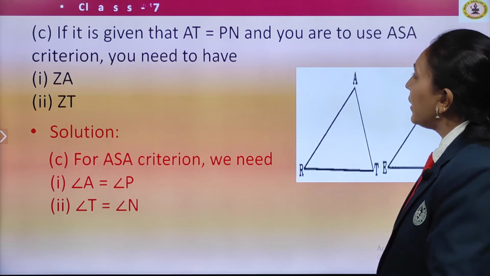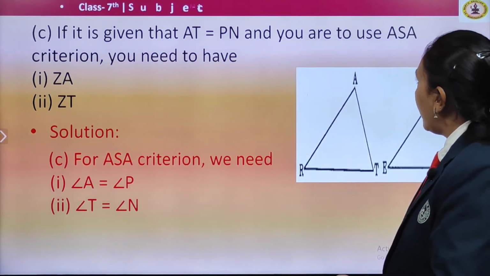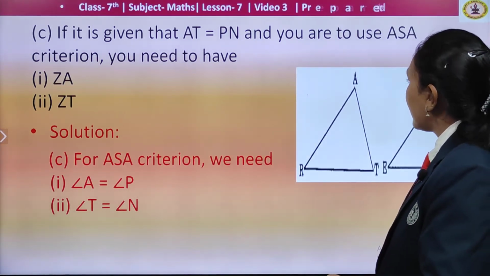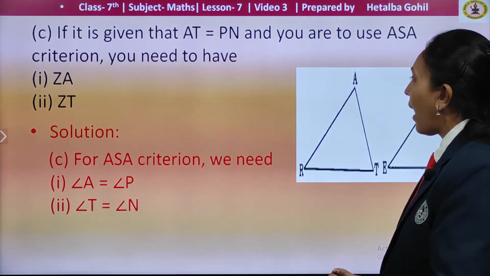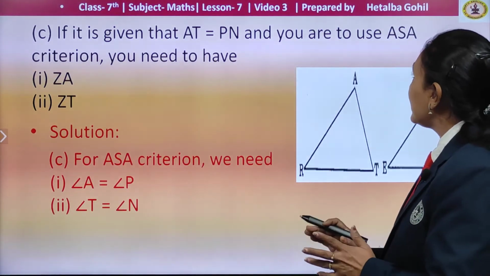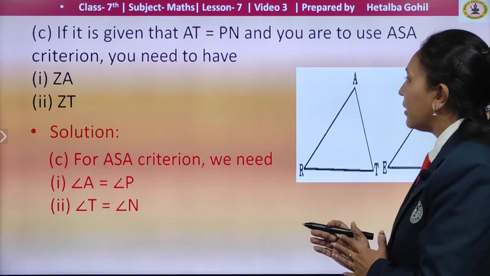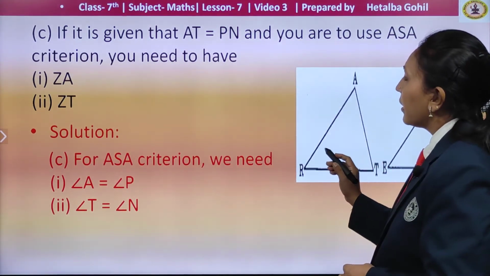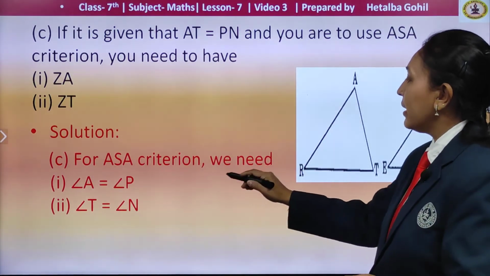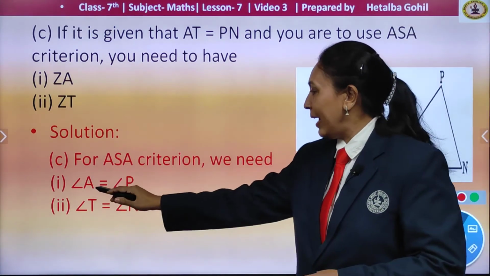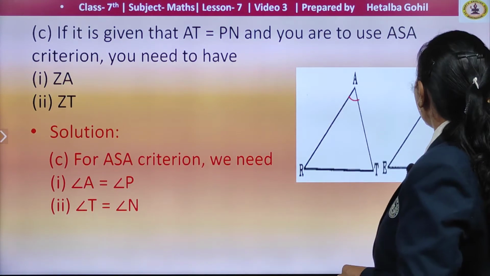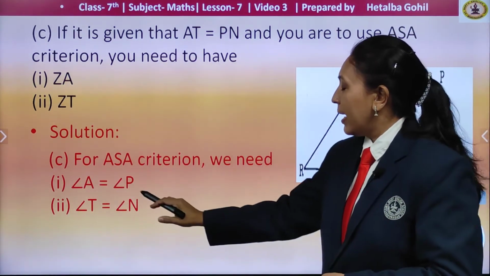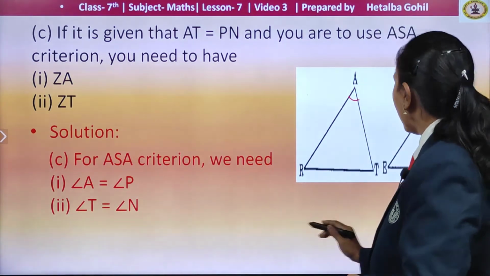Now, if it is given that AT equal to PN and you are to use ASA criteria, you need to have ASA, children, that is angle, side and angle. Here, okay, that means here ASA criteria we have angle A equal to angle P, that is already given to us, and angle T is equal to angle N.